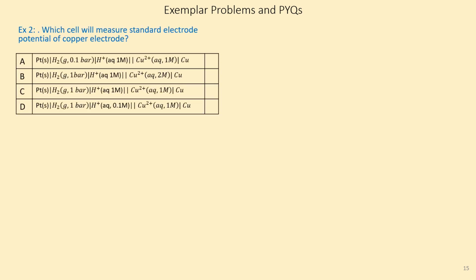Next question. These questions we are taking from exemplar problems and PYQs. Question 1. Which cell will measure the standard electrode potential of the copper electrode? 4 options are given. Please read all the options and mark your answer. You have to remember and mark that option C is the correct answer to measure the standard electrode potential of the copper electrode.